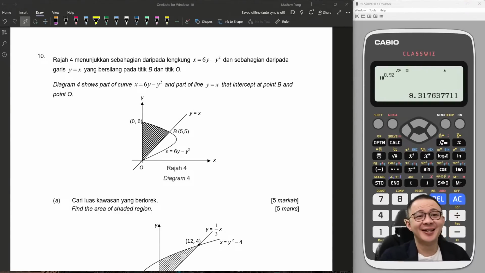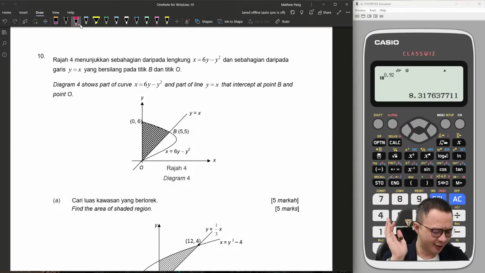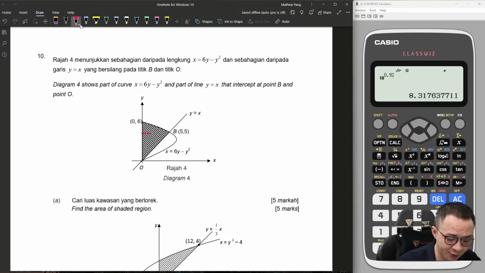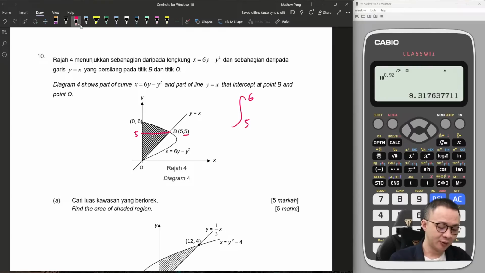Alright, let's continue. Number 10. Okay, in number 10 here, they ask us to find the area of the shaded region. It shouldn't be too difficult, so we will just draw a line for this one. The y value is 5, right? So this is 5 here. So right now, I will integrate the curve from 5 to 6. It is toward the y-axis, right? So here must be dy. And here must be x as the subject. So we already have an equation with x as the subject, then it's fine.